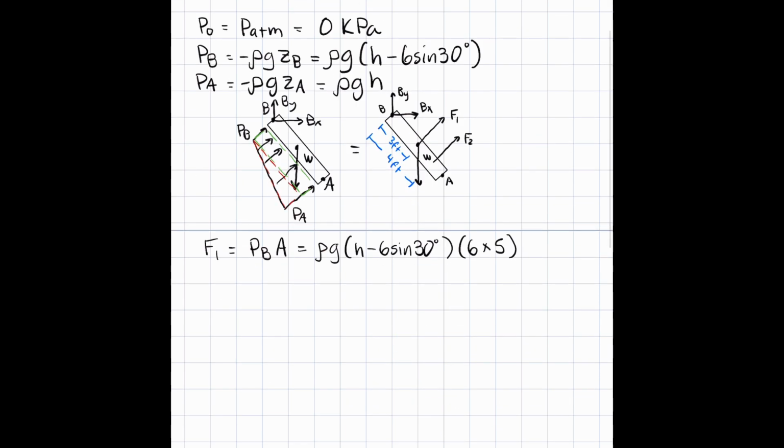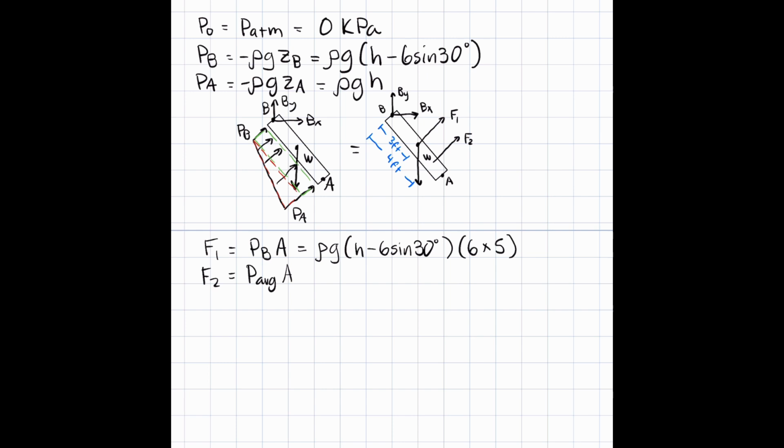All right, so that's going to be our equation for the first force. Now, the second force is a little bit more complex because it is a triangle. And so the way we're going to solve for that, we're going to solve for P average times A, which is another way of saying the pressure times the area. If you can find the average pressure and multiply it by the area, that's the same thing as finding the pressure across the entire distributed load instead.